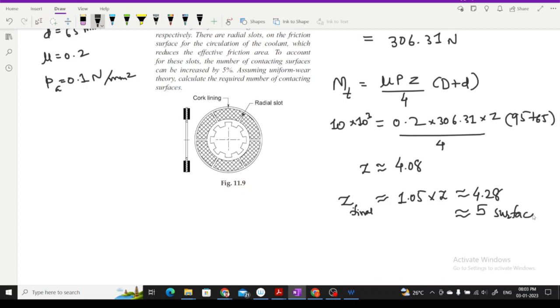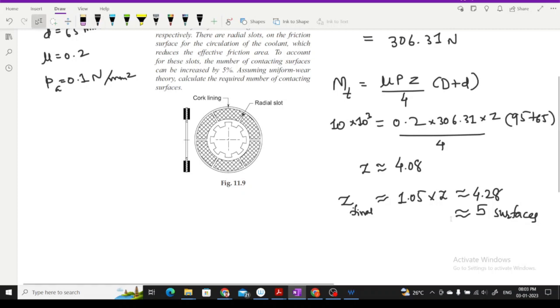Sir, we should go for higher value. Yes, because you need to transmit that much amount of torque. Right? If you go for less amount, then that much amount of torque will not be transmitted. Are you getting?